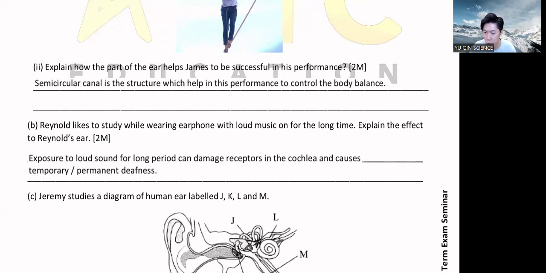His hearing will be reduced and his hearing organs will be damaged. Cannot. Hearing reduced, maybe can get 1 mark. That one belongs to this one. Hearing organ damage, I don't think your teacher will allow. So you want to say damage receptor. Hearing organ is like your whole ear.